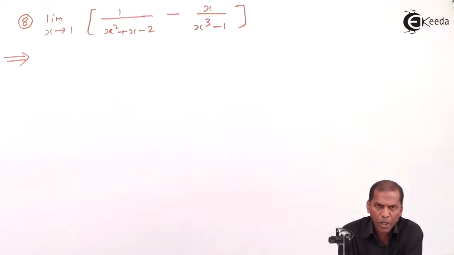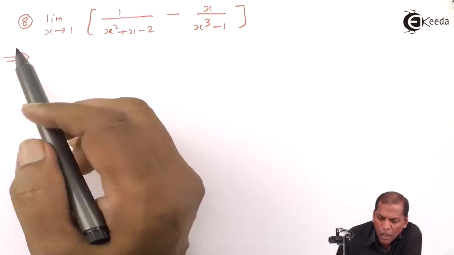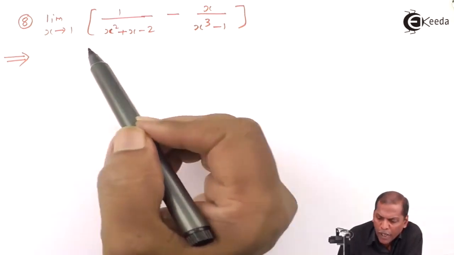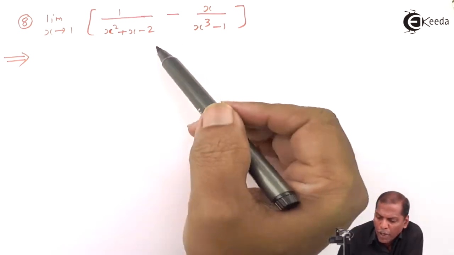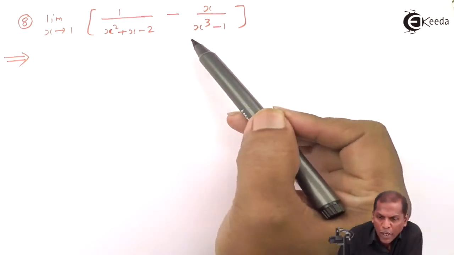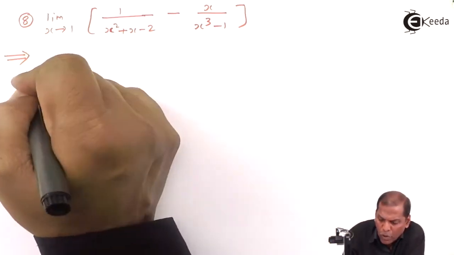Hello friends, now we see problem number 8, which is also based on the factorization method of the chapter limits. Problem number 8 is: limit x tends to 1 of (1 upon x square plus x minus 2, minus x upon x cube minus 1). Now let's see the solution.